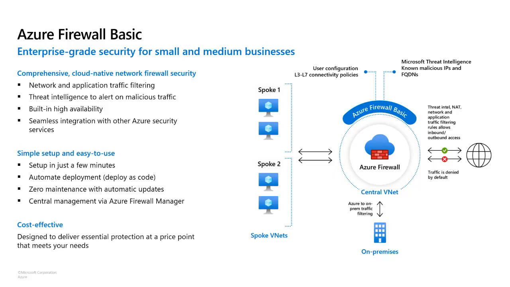This SKU is set to a fixed scale unit of 2 virtual machine backend instances. So different than the Standard and Premium with the unrestricted cloud scalability, for Azure Firewall Basic, this is fixed to 2 instances. But it is recommended for environments with a maximum throughput of 500 megabits per second.